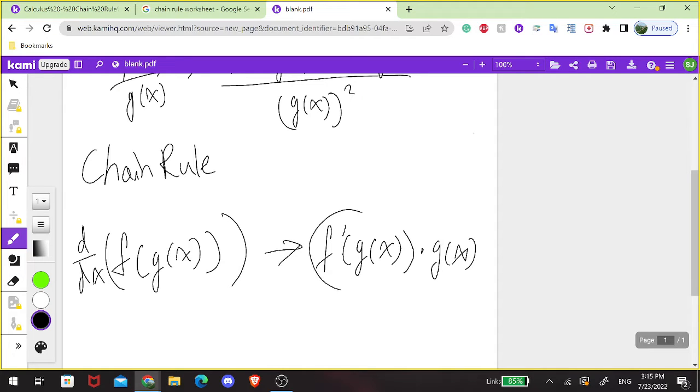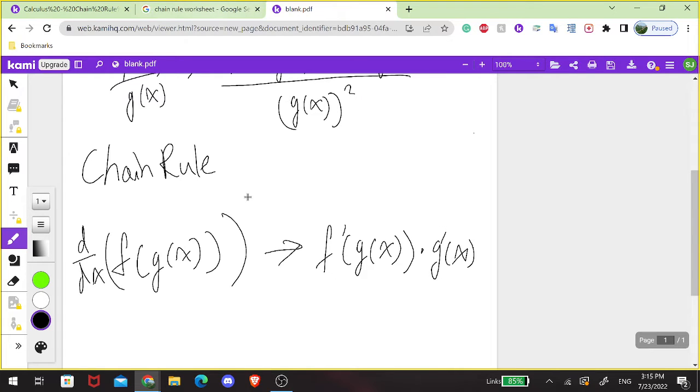So what this is saying is you take the derivative of the outside component f of x while leaving the g of x alone. I'm sorry, this is g prime of x. So you take the derivative of f, the outermost, the biggest part, wrapping everything in, while keeping g of x the same inside. Then you multiply it by the derivative of g of x.